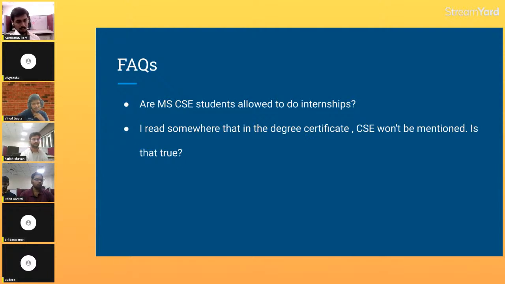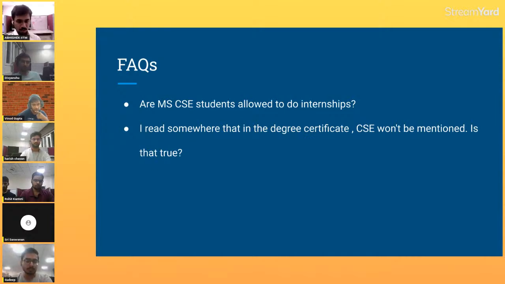But there is a criterion that you need clearance from your guide. Basically, it's a no objection certificate from your guide saying that your guide has no problem with you sitting for internships, and only then can you apply. Mostly, guides do give you the NOC for applying for internships. So this is the only catch: you need an NOC from your guide to sit for internships in the MS program.